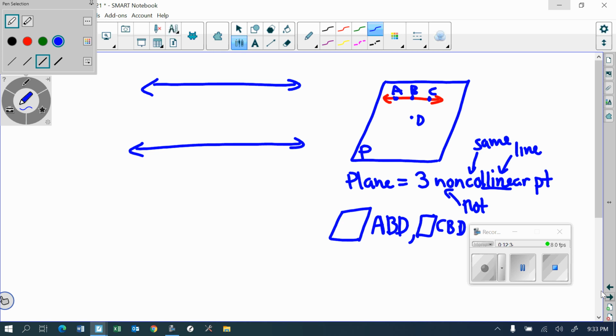Because you might be asked in an assignment, name 3 collinear points. That means 3 points on the same line. Non-collinear means 3 points not on the same line. 2 can be on the same line, third one off.